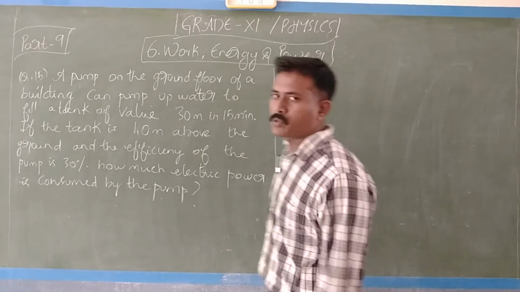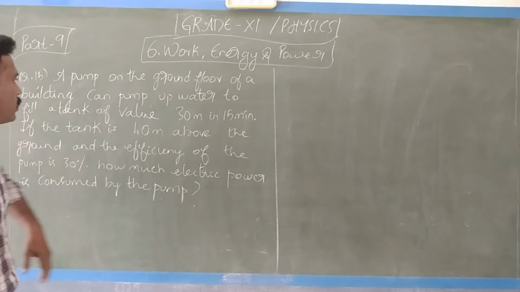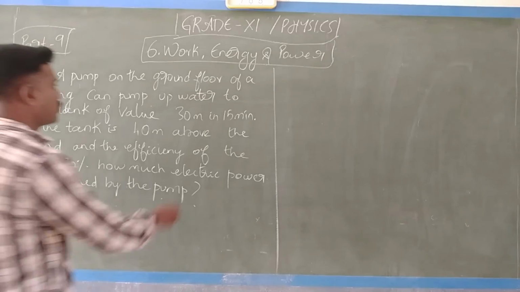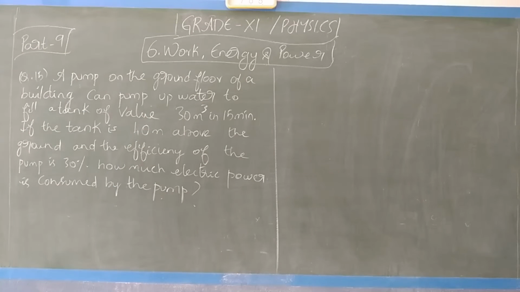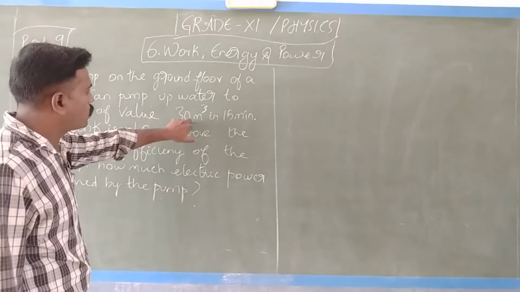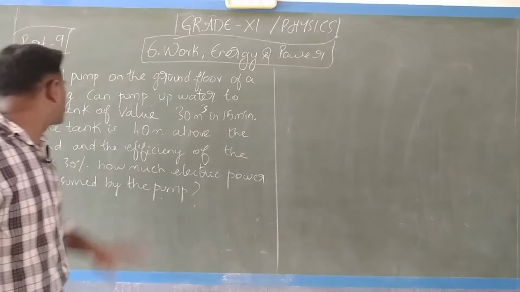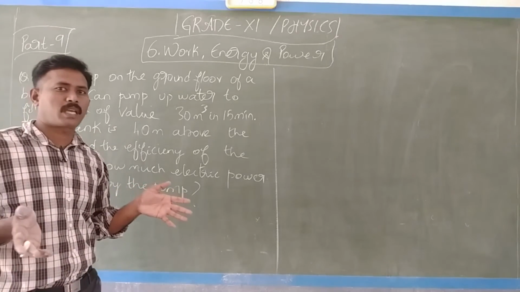Now we will discuss a problem, students. A pump on the ground floor of a building can pump up water to fill a tank of volume 30 meter cube in 15 minutes. The volume of the tank is 30 meter cube, and this pump can fill the tank in 15 minutes. The tank is 40 meters above the ground.